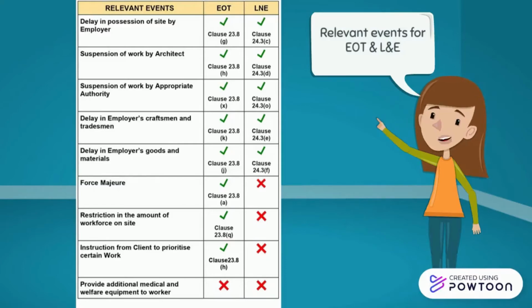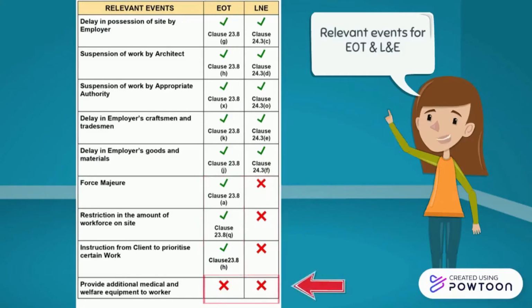By referring to the table, we can conclude that not every EOT entitlement will be correspondingly followed by a L&E claim, but if the EOT is failed to be claimed by the contractor, it is almost impossible for them to be entitled to a L&E claim.